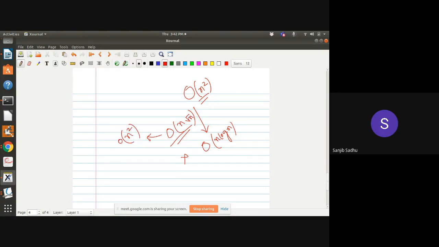Clear? Because we human beings generally prefer n square, n log n, like this. Whenever you say n square root of n, we are sometimes not habituated with this complex time complexity. So sometimes people may write small o of this.